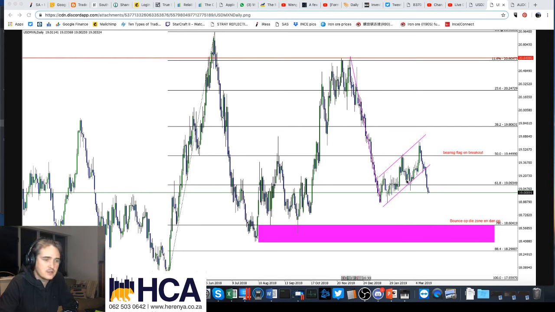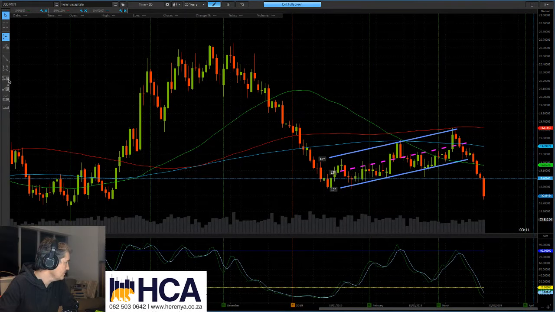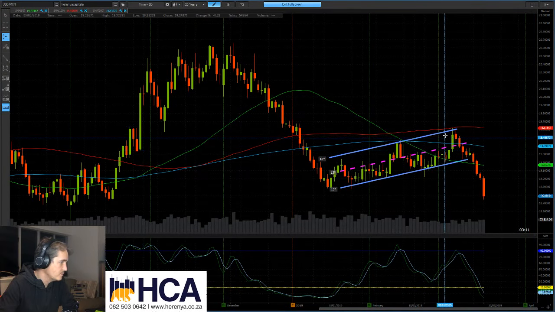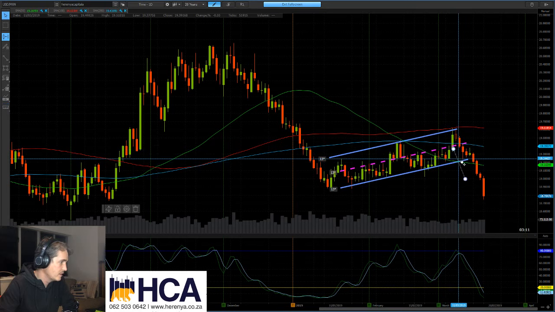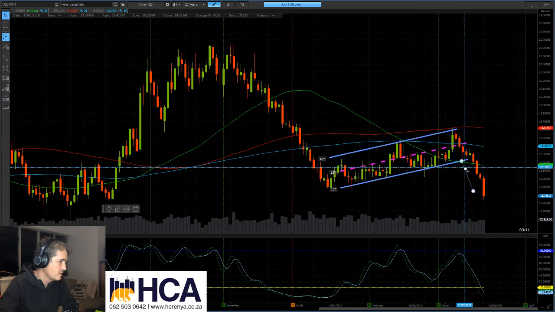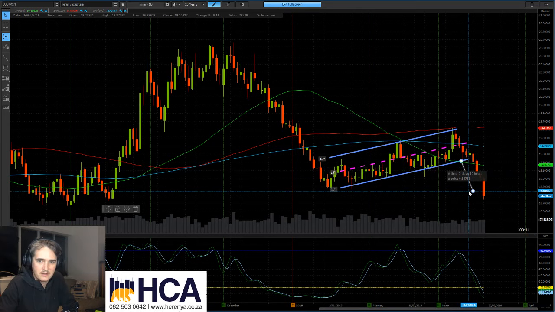So now there's two ways that you can do this. You can measure this equidistant consolidation or flag, and you can call that your price target. So if we do that, you have to measure that piece there, and then target that out, and then you can see that we've reached target already. Okay.